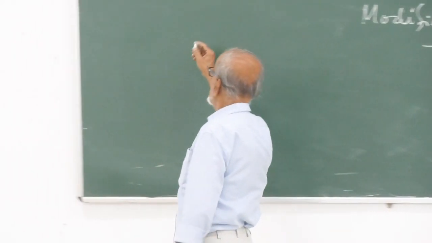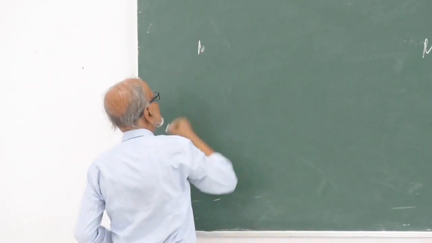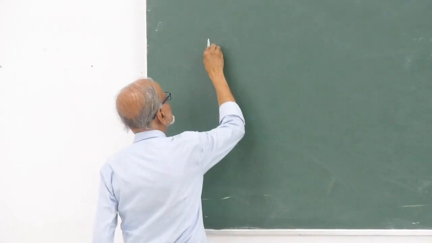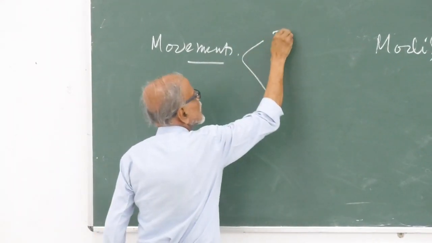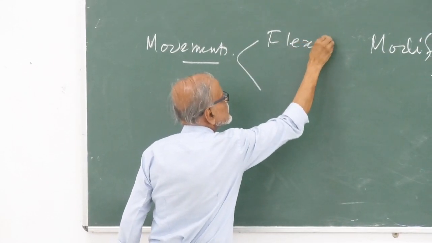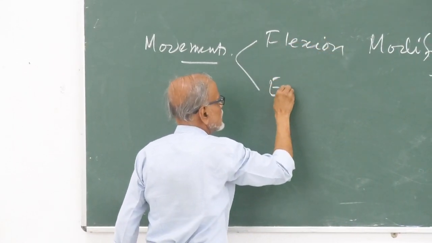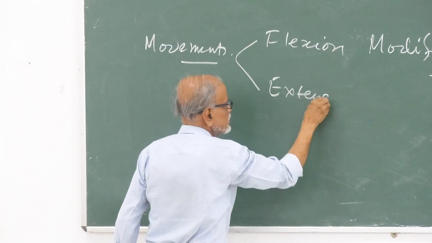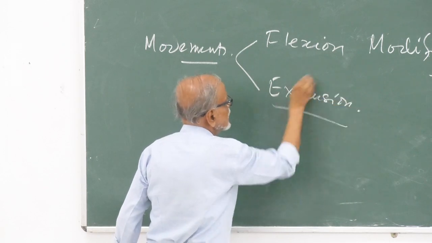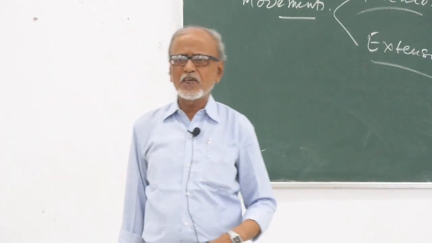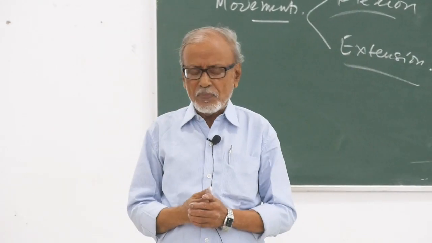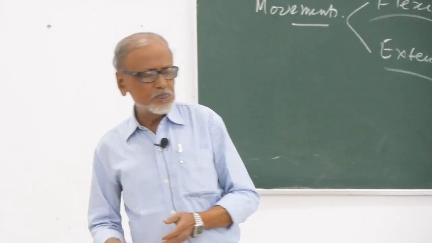But actually movements, particularly movements is angle: flexion, extension. Since it is a hinge movement, it occurs around a single axis, the transverse axis: flexion and extension.